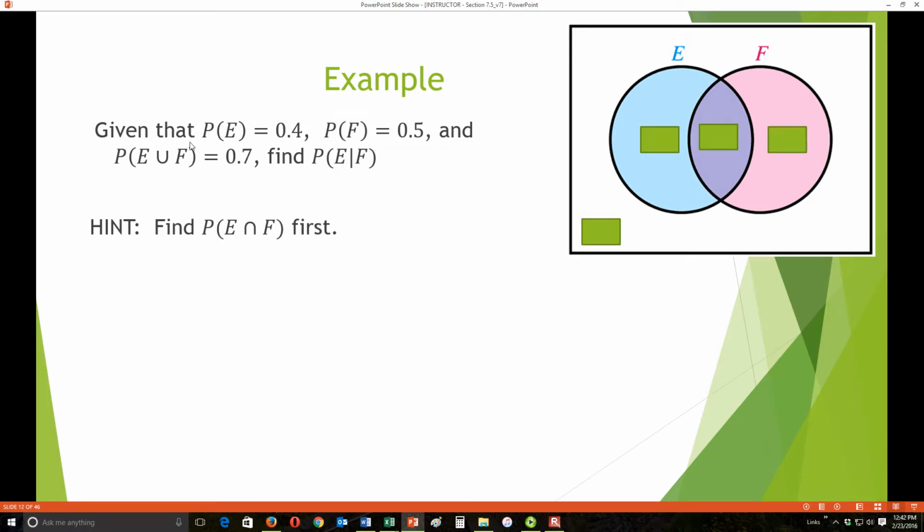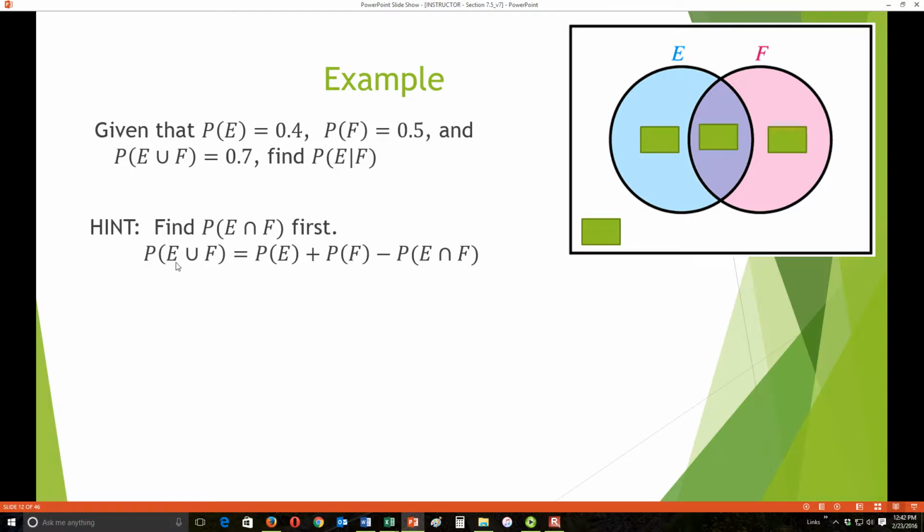All right. Given the probability of E is 0.4, the probability of F is 0.5, and the probability of the union is 0.7, find the probability of E given F. We're going to combine our concepts. We did a problem just like this a second ago. We didn't have their intersection, but we had their union. So we can find their intersection using our union rule.